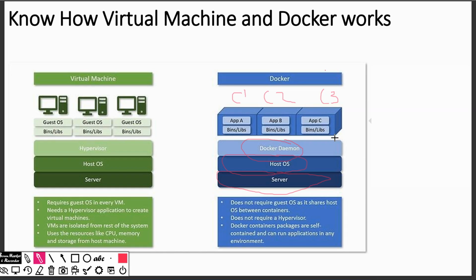Containers are light in weight because we are not installing an operating system on top of the containers. Simply, it is going to use the OS files of the host OS. If you install the Windows operating system, it is going to use the Windows OS files. If you install the Linux OS, it is going to use the Linux OS files. Here we are not going to deploy the operating system on top of the container. That's why the containers are light in weight.